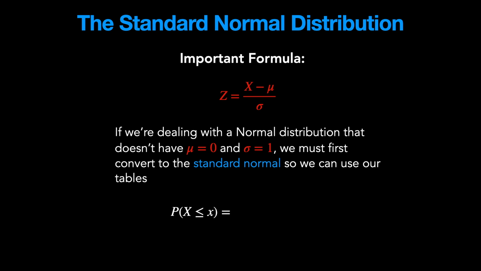What it allows us to do is take the probability of x, which we are saying is a normal random variable that doesn't have mu equals 0 and sigma equals 1, and we can rewrite that as the probability of z being less than or equal to x minus mu over sigma. And this allows us to convert to the standard normal distribution so that we can answer our question.